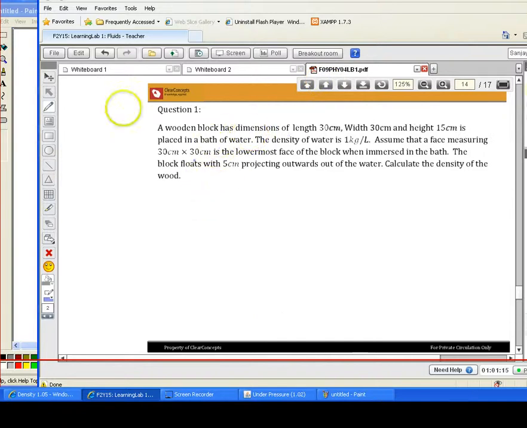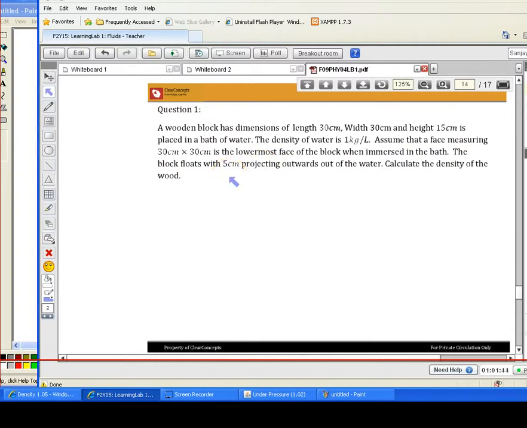So here's the question. There's a wooden block of dimensions length 30 centimeters, width 30 centimeters, and height 15 centimeters. It's placed in a bath of water. The density of water is 1 kilogram per liter. Assume that a face measuring 30 by 30 centimeters is the lowermost face of the block when immersed in the bath. The block floats with 5 centimeters projecting outwards. You need to calculate the density of the wood.